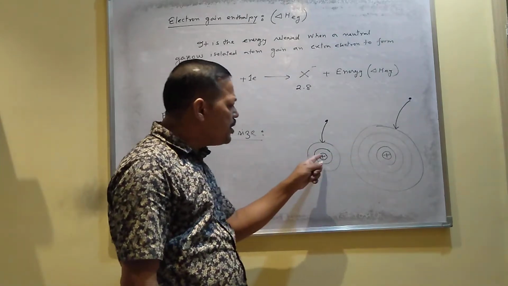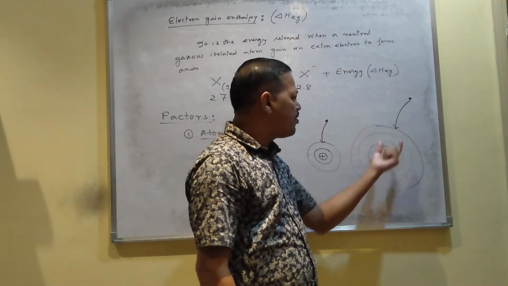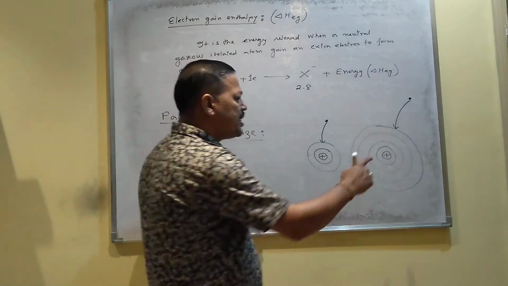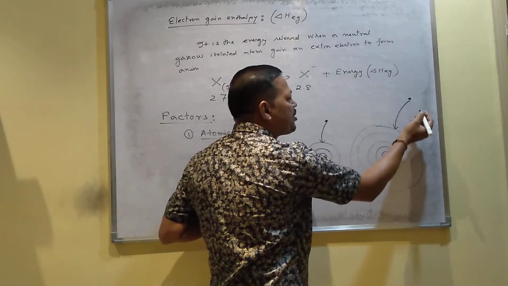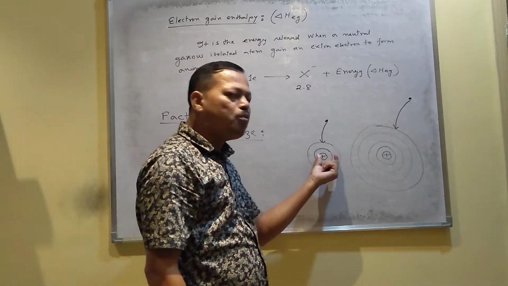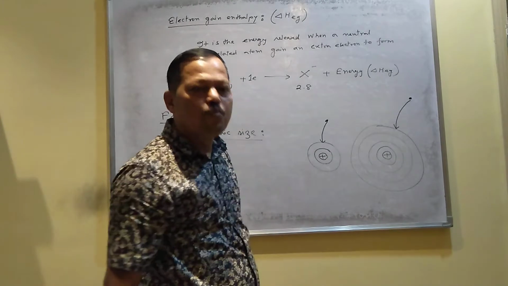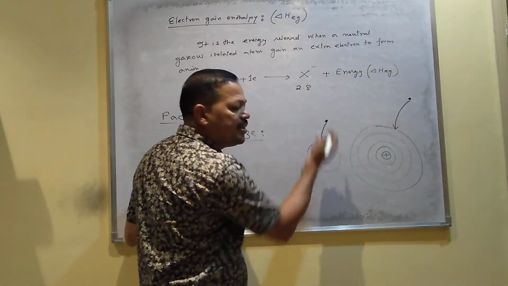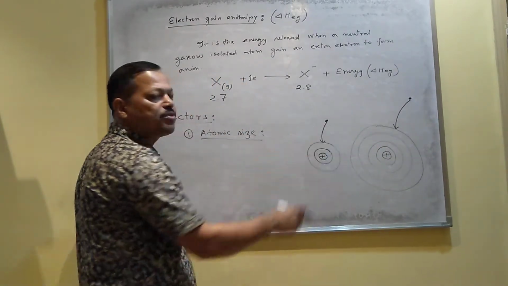Now here the nucleus is closer due to smaller size. Here the nucleus is far away from the valence cell due to larger size. Since the nucleus is far away from the valence cell, the incoming electron cannot be attracted by the nucleus strongly. But here, due to small size, due to the closer nucleus, the nucleus can attract the electron more. That is why the atom, due to small size, can gain the electron more easily as compared to this one, because the force of attraction with the nucleus is more.